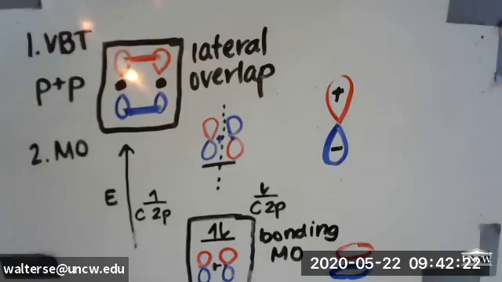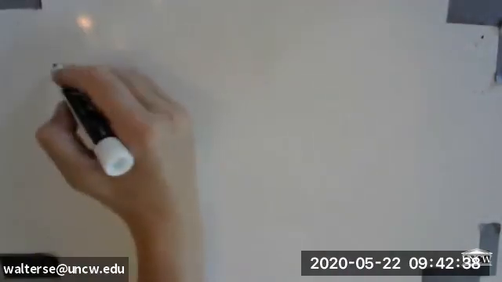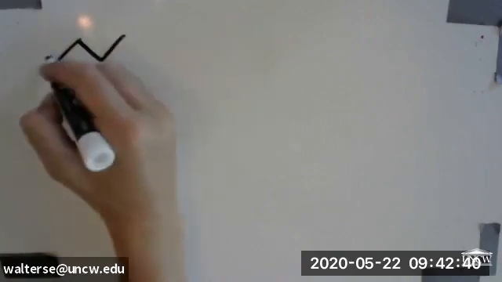If you have to do both, then how do you know whether to use the anti-bonding or the bonding in your answer? Well, the electrons are always going to go into the lower energy molecular orbitals. Okay, so let's take a look at a bigger molecule. Okay, so let's take a look at this one.